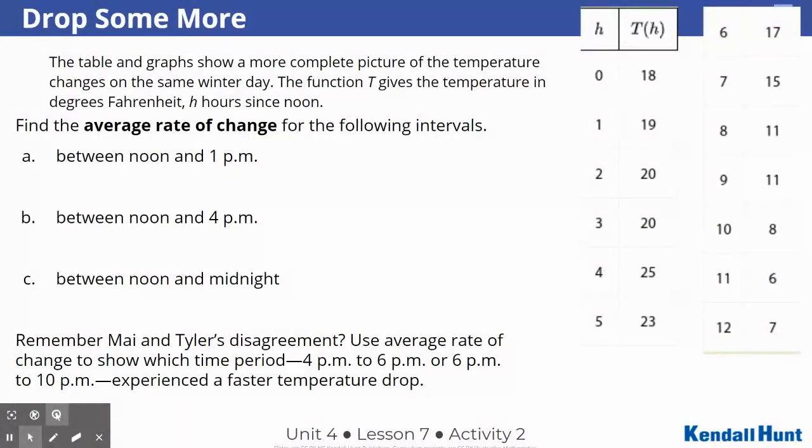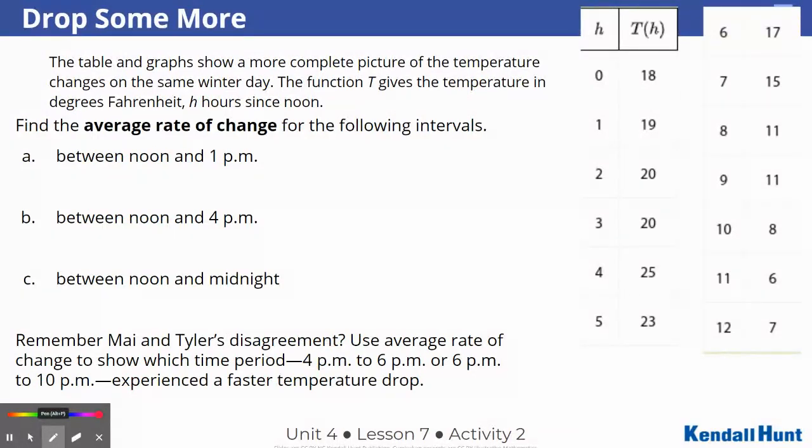Okay. This table on the next slide is a representation of the data that we just looked at on the graph. So you have H, which is the hour since noon, and T(H), which is the temperature at that specific hour. And so we're going to find the average rate of change for these intervals.